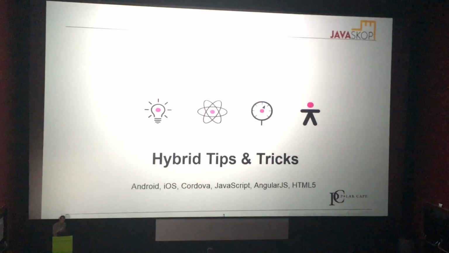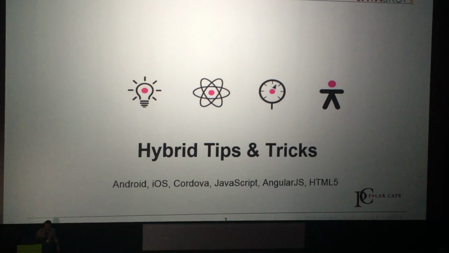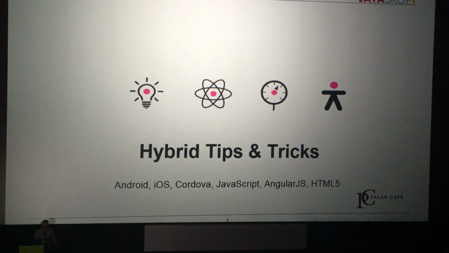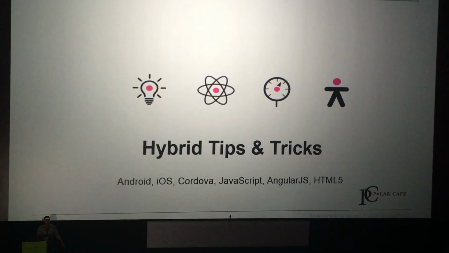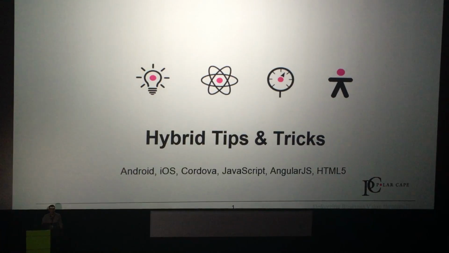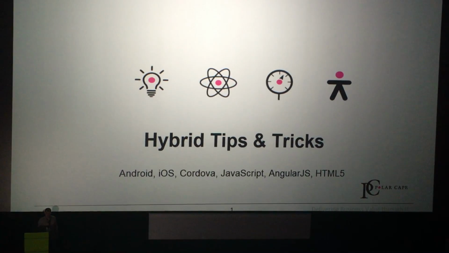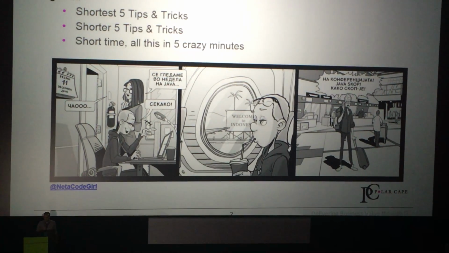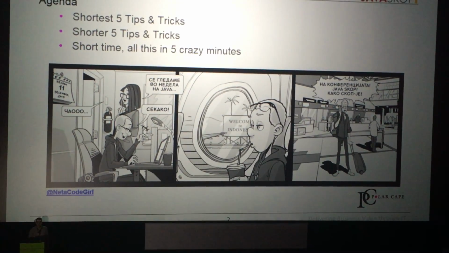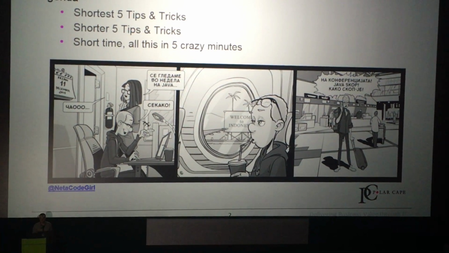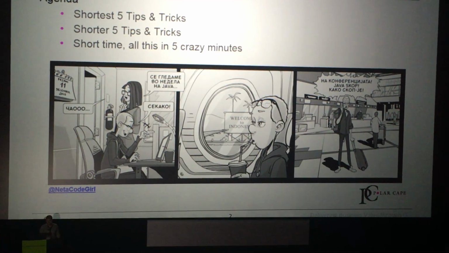Today I will talk about tips and tricks for developing hybrid mobile applications, including Android, iOS, Cordova, JavaScript, and of course AngularJS. I am a Java developer in JavaScript Jungle, and today I will talk about five short tips in crazy 5 minutes.